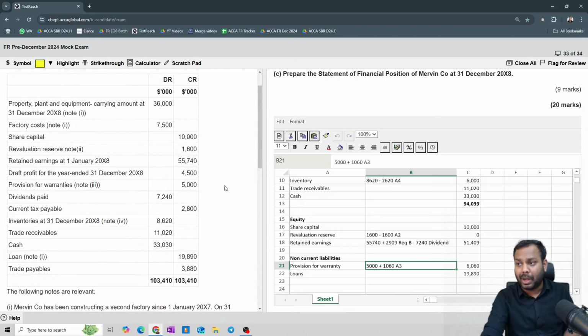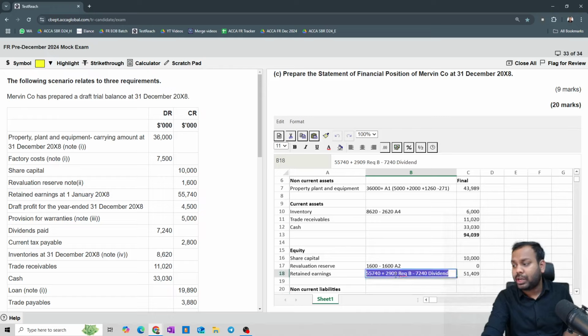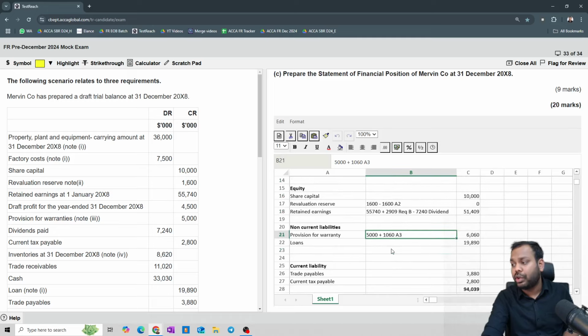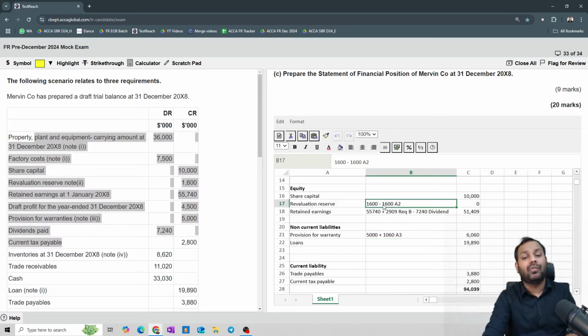But what are the trial balance items? I adjusted them once only. Okay, so everything which got adjusted to 2909 will be adjusted again here. See, 1600, 1260, 271, 2620, 1060. Everything is getting adjusted again. Okay, here in SOFP. But whatever are the trial balance items comes here only once.